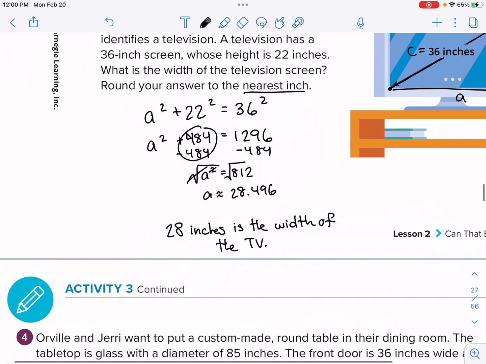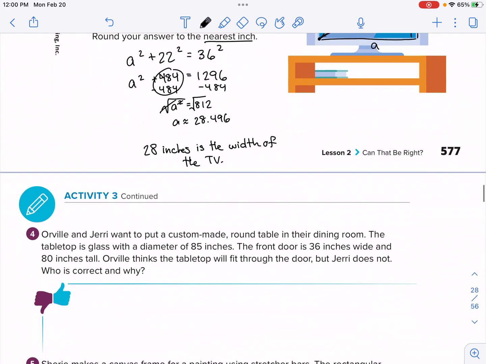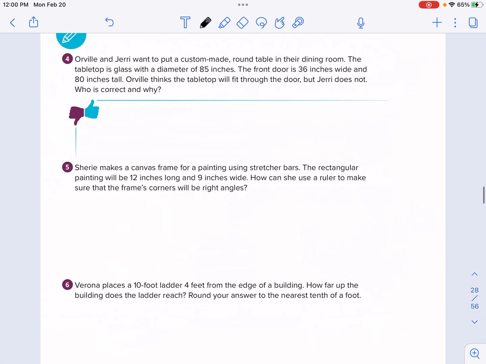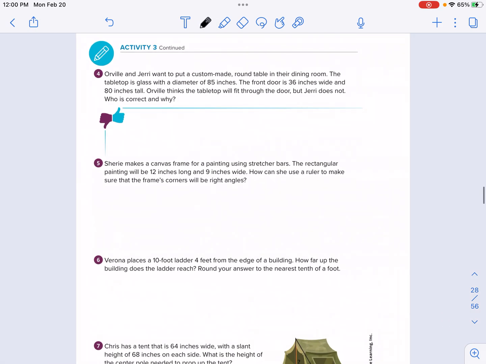Let's go and move on to the next page, 578. Generally, these problems that don't have a picture are the ones that are a little bit harder, where we don't have a visual. The visual really helps us to determine which one is A, B, or C. So we just have to be careful with that. Let's go with number 4.